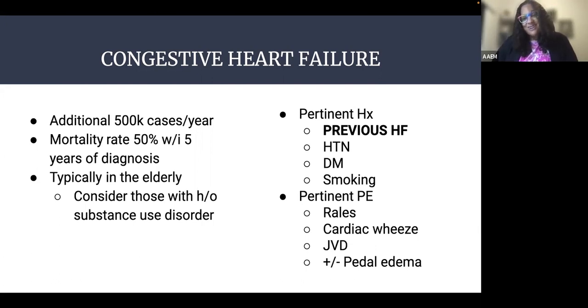Most pertinent history when evaluating for a CHF exacerbation is, do they have a previous history of heart failure? Do they have a history of hypertension, diabetes? Are they smokers? Do they have heavy substance use?